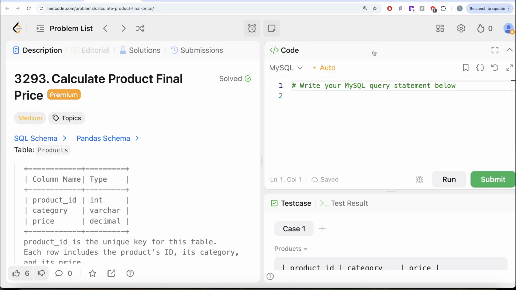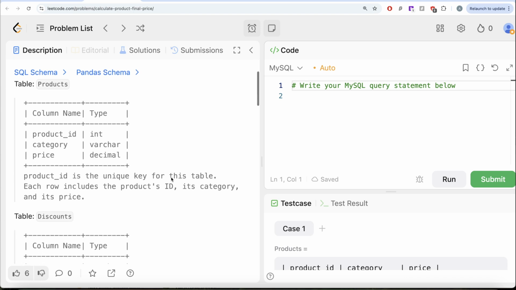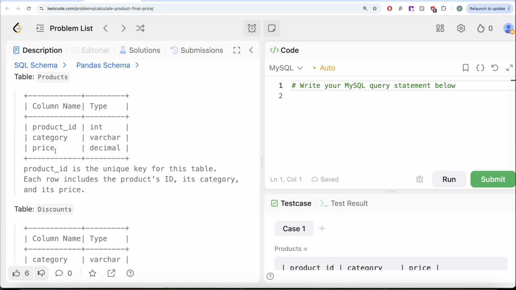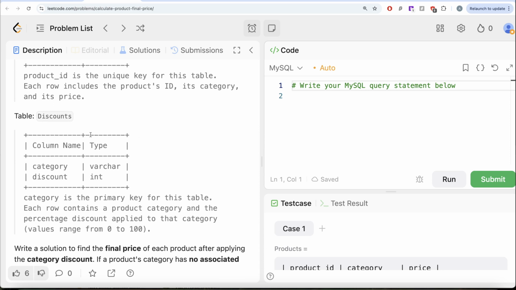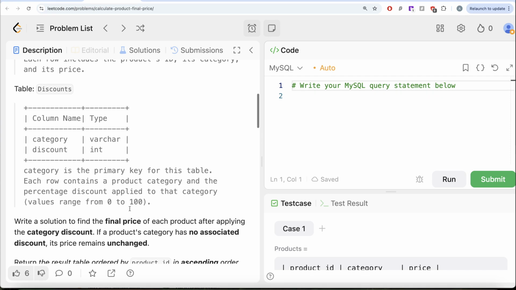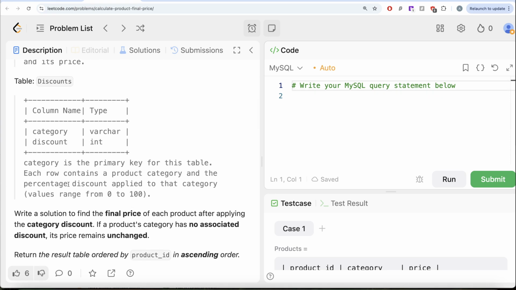Okay, the question reads, we are given a table called products with three different columns, product ID, category and price, product ID being the unique key for this table. We are also given a second table called discounts with two different columns, category and discount, category being the primary key for this table, and each row contains a product category and the percentage discount applied to that category. Values range from 0 to 100.